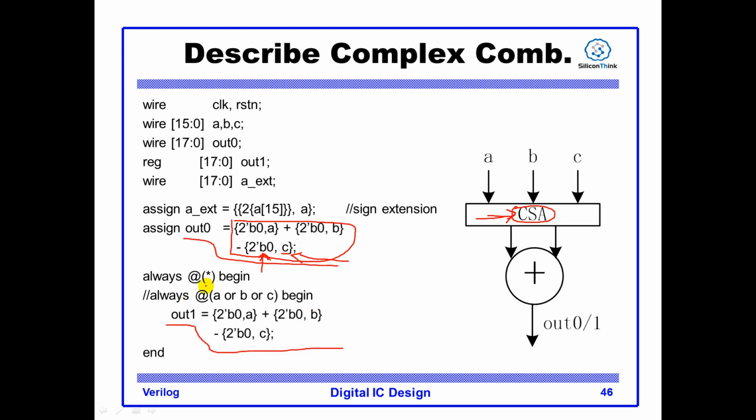And please note that for the always procedure block, there are two methods to write the sensitivity list. You can list all the signals, all the inputs, or you can just put a star here. This is the preferred one. I prefer this coding style. It is simple and won't introduce any mistakes.